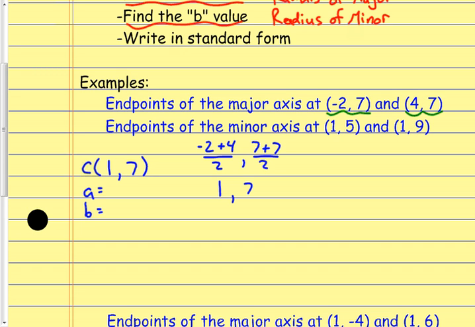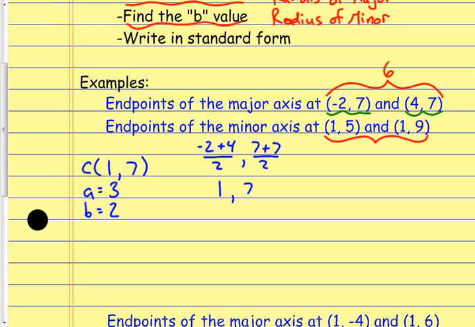For the a value and the b value, a is essentially the radius of the major axis. So when I look at the major axis from this point to this point, because those 7s are the same, really I just need the distance in terms of counting from -2 to 4. The distance from -2 to 4 is 6 units, which means my a value, the radius, is going to be 3. It's half of that. The minor axis, when I do the same thing, the 1s are the same. I can count from 5 to 9. It's 4 units, which means my b value is 2. So now I've got the radius of the major, radius of the minor, which is my a and my b value. I've got everything I need.